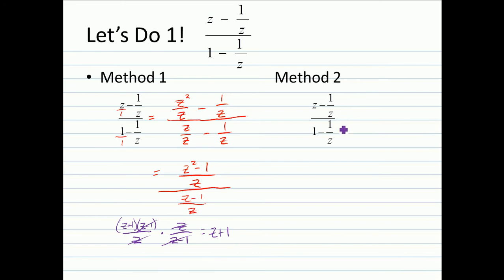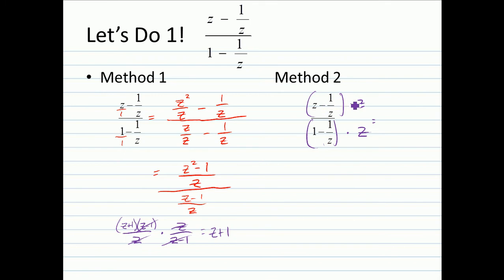With the second method, remember the least common denominator of the entire thing. So I'm going to multiply the numerator. Since my lowest common denominator is z, multiply the numerator by z. Multiply the entire denominator by z. Remember, you're distributing that z. So if I'm distributing it, let's understand the fraction I'll be left with.